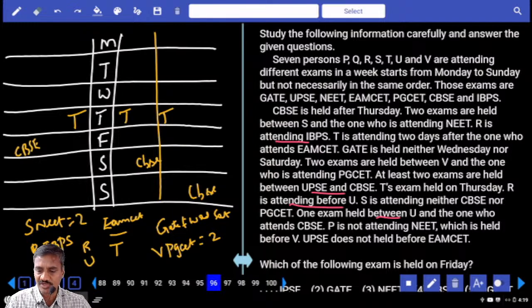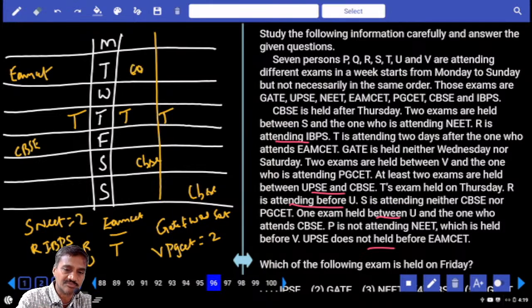The next one, P is not attending NEET. UPSC is not held before MSET. And UPSC must be after this MSET. Isn't it? UPSC is after this MSET. Then T is here. And MSET, when should this MSET be? MSET must be on Tuesday. Now in all these cases, MSET must be on Tuesday. MSET is on Tuesday. We have taken this information.